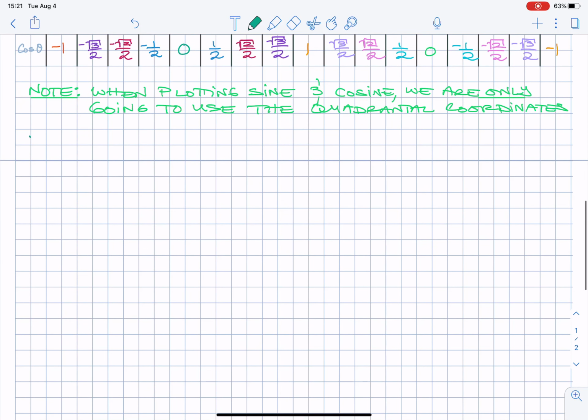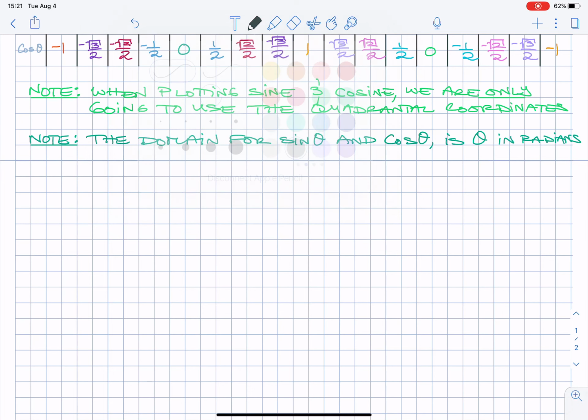So note the domain for sine of theta and cosine of theta is theta in radians. So the domain is the horizontal axis. So for example, if I ask you to plot, let's say f of theta is sine of theta.